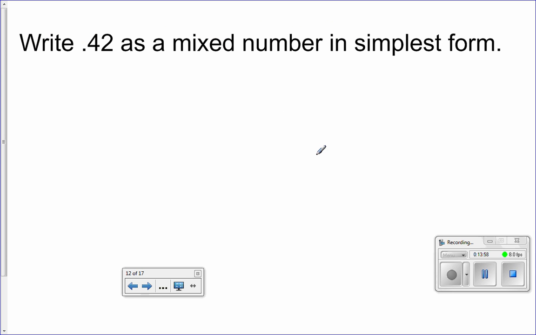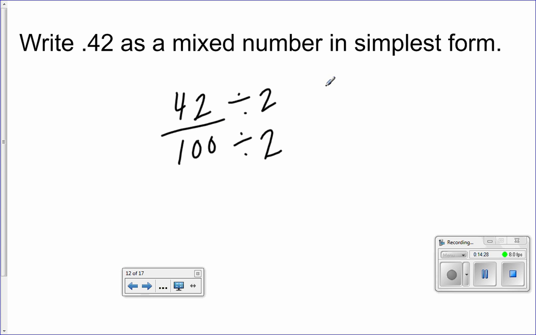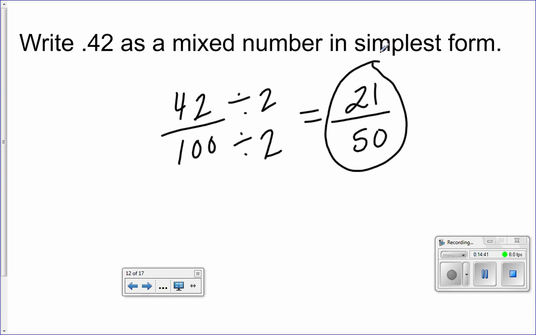So let's look at this one. We want to write 0.42 as a mixed number or a fraction in simplest form. So 42 hundredths. So we know it's not going to be a mixed number, it's just going to be a fraction because we don't have a whole number in the front. So 42 hundredths, and write it how I read it. Then I ask myself, what can I divide the top and bottom by? Well, I can divide it by 2. So use your calculator. 42 divided by 2 is 21. 100 divided by 2 is 50. So 0.42 as a fraction is 21 over 50.